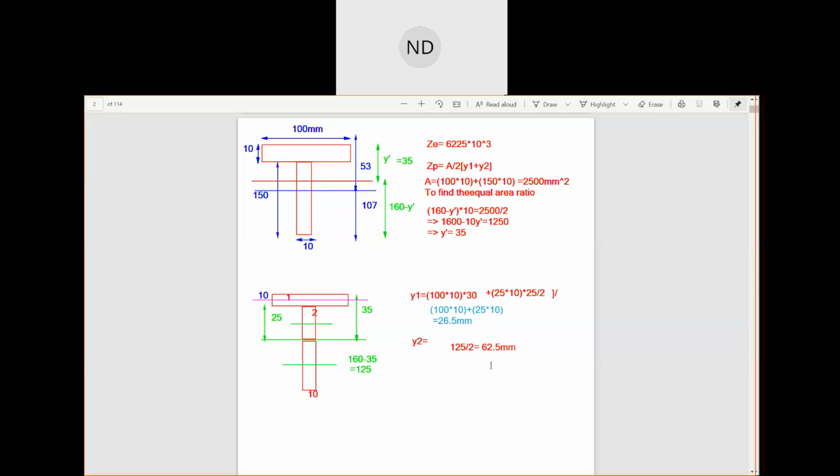Y2 is 62.5 mm. So now we can easily find out our ZP. What is ZP? ZP is A by 2, which area we have already calculated, Y1 plus Y2 we have calculated. Find out your ZP. Give me the answer.